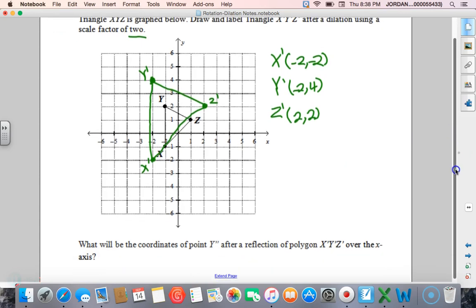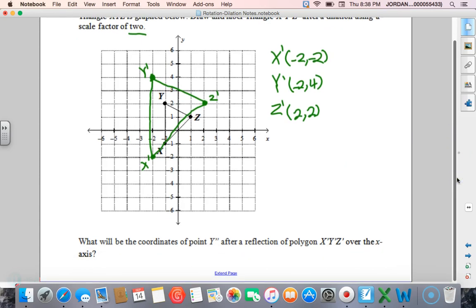Now let's look at this part right here. One thing that you're going to have to do on assessments is do 2 transformations on one problem. So we just did one, right? And this was actually the bonus question on your quiz. The second part says, what are the coordinates of point Y double prime, which just means now do a transformation on the primes to get Y double prime after a reflection of polygon X prime, Y prime, Z prime over the x-axis. But they don't want the whole thing. They just want one coordinate, Y double prime. So if I did a reflection now, actually let me pause it, see if you guys can figure it out, and I'll tell you.